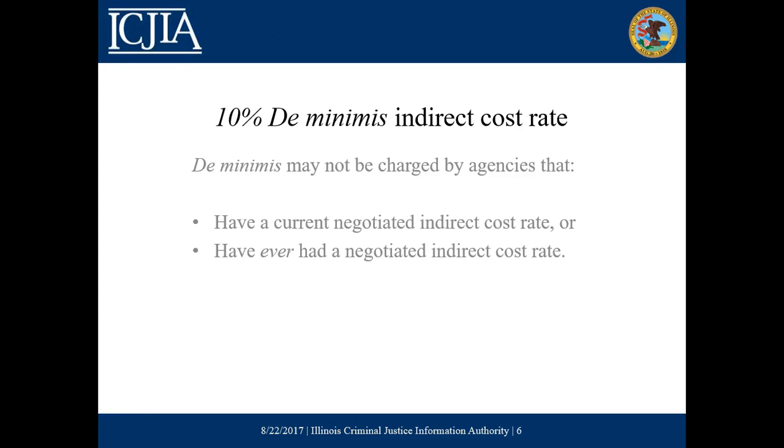But de minimis is not available to agencies that have a current negotiated indirect cost rate, either through the state or a federal cognizant agency. And de minimis is not available to agencies that have ever had a negotiated indirect cost rate. So it's not like you can stop using the rate that you had from the state or from the Department of Justice and elect to just go with the de minimis. If you've ever had a negotiated rate, the de minimis is not available to you.